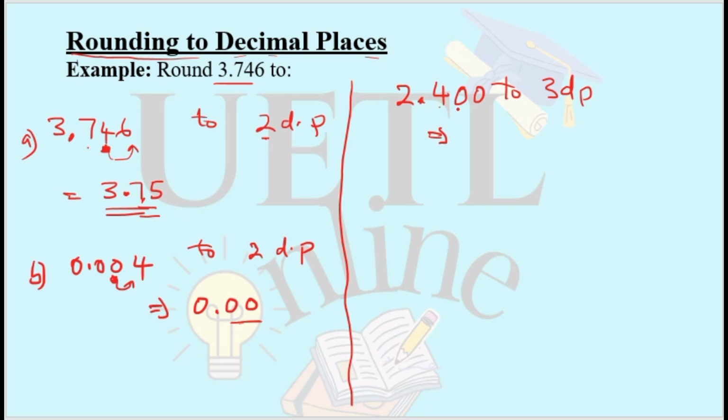Here you are checking the digit after, which is supposed to be 0 because it's after the decimal point. This means that you are rounding down, so you just have to write this one. So you write 2.400. You just have to make sure that when you are asked to round to 3 decimal places, you put 3 decimal places after the decimal point. When you are asked to round to 2 decimal places, there should be 2 decimal places after the decimal point.